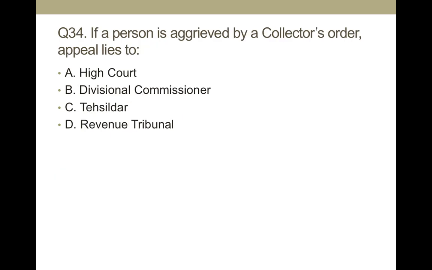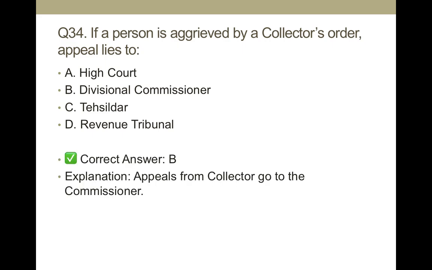Question 34. If a person is aggrieved by the collector's order, appeal lies to option A, High Court, option B, Divisional Commissioner, option C, Tahsildar, and option D, Revenue Tribunal. So the correct answer is option B, that appeal from the collector goes to the Divisional Commissioner.